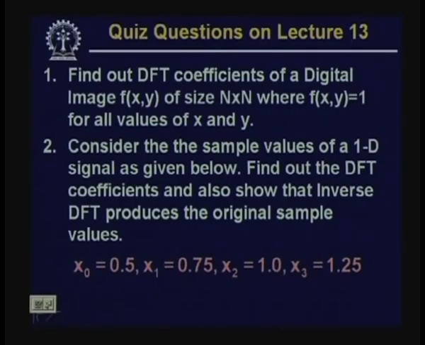So, we have discussed all the problems that we had given at the end of our last lecture. Now, coming to today's problems, we are giving two problems. The first one is to find the discrete Fourier transformation coefficients of a digital image f(x, y) of size capital N by capital N, where f(x, y) equals 1 for all values of x and y. The second problem is to consider the sample values of a one dimensional signal as given below and find the DFT coefficients of these sample values. Thank you.